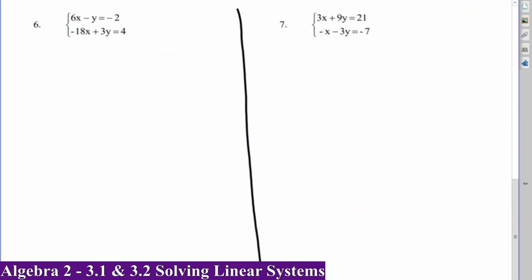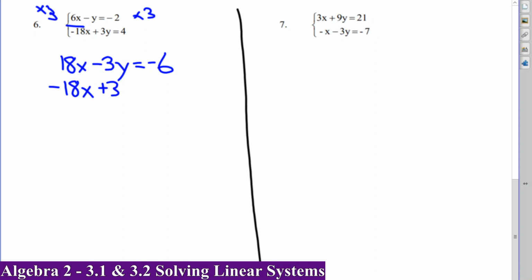All right, so in number 6 and number 7, both of those kind of line up. So we're going to use elimination for both here. And if I look at number 6, maybe I want to get rid of our x's. So if I want to turn a 6x into an 18x, I'm going to multiply everything by 3 on both sides. So we're going to get 18x minus 3y equals a negative 6. And I'm just going to rewrite my second equation below it.